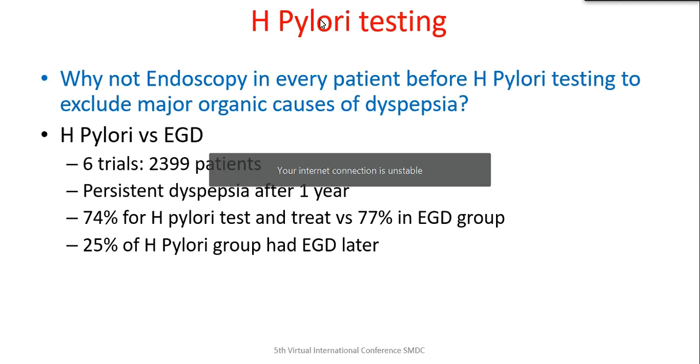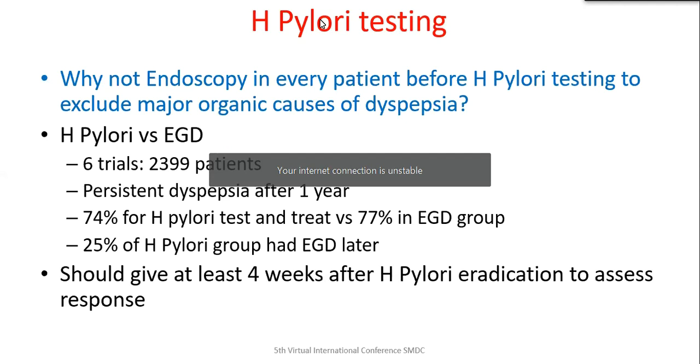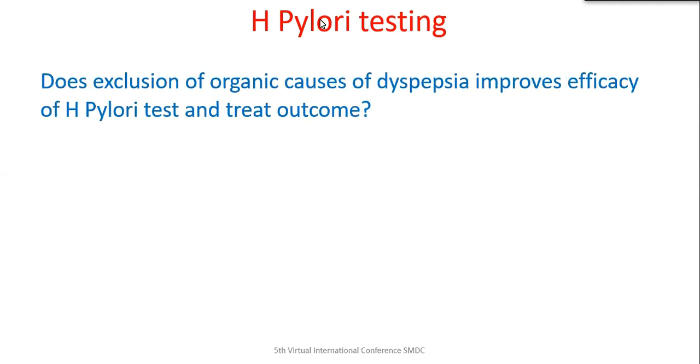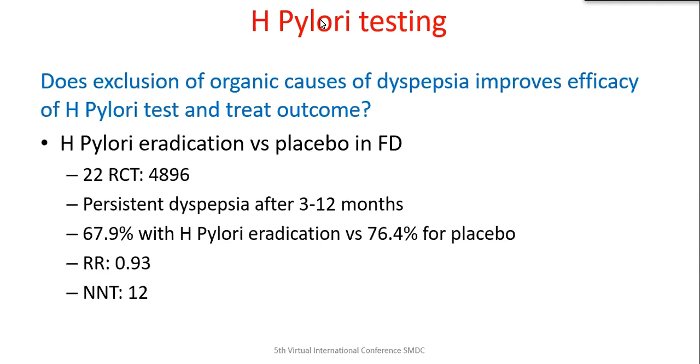And what this meta-analysis found was that at least 3 H. pylori trials are needed to decide regarding the benefit of H. pylori treatment or not. So another option can be, first we rule out the organic causes and then we decide to give an H. pylori test and treat policy. When you look at this evidence from randomized controlled trials, persistence of symptoms after 3 to 12 months is still 67% with H. pylori eradication and 76% if you are not giving anything for that. And the number needed to treat is 12.